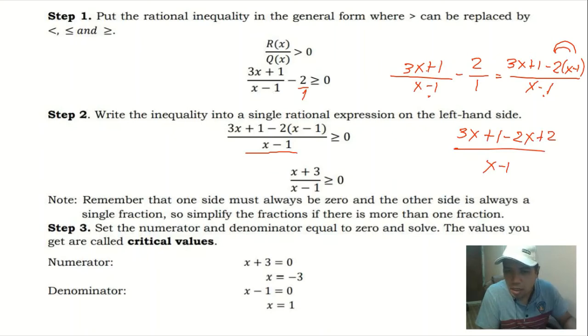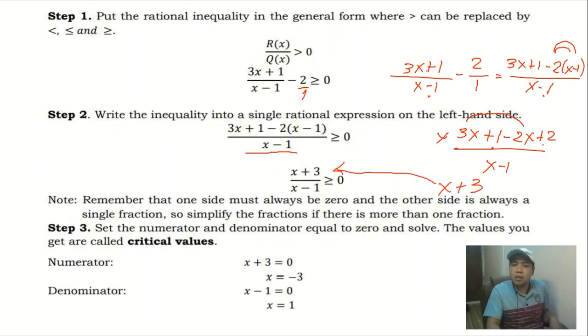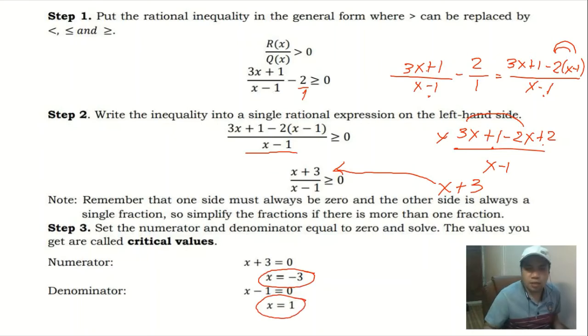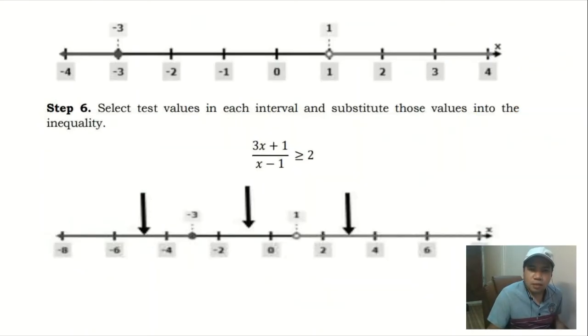Simplify natin itong nasa taas. 3x minus 2x is x. 1 plus 2 is 3. So, yun yung x plus 3 na nasa taas. So, x plus 3 all over x minus 1. Next, kunin na natin yung value ni x, which is negative 3 and positive 1. Try natin i-plot sa number line. Ito si negative 3 at ito si positive 1.